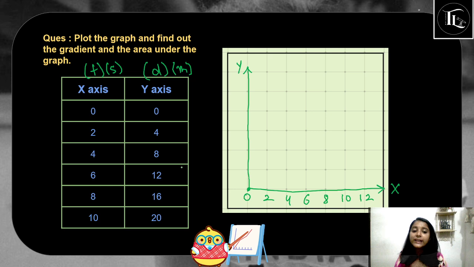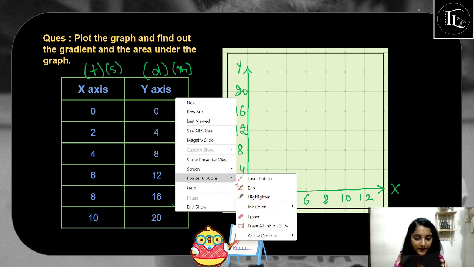Again, we will do the scaling and we will say that one block represents 4 units. So it will start from 0. So it will be 4, 8, 8 plus 4, 12, 12 plus 4, 16, 16 plus 4, 20. So it will just stop here. Now we will start plotting the points here.